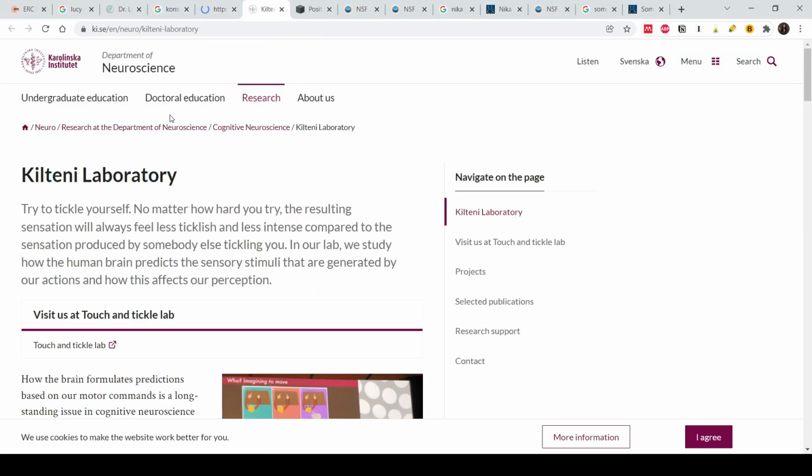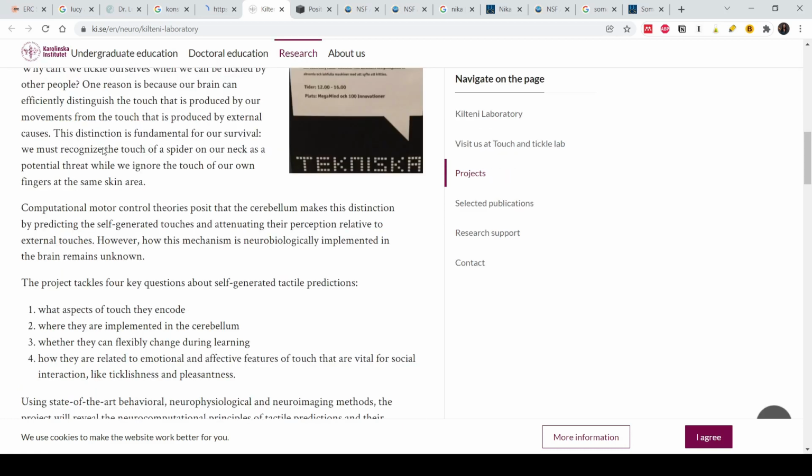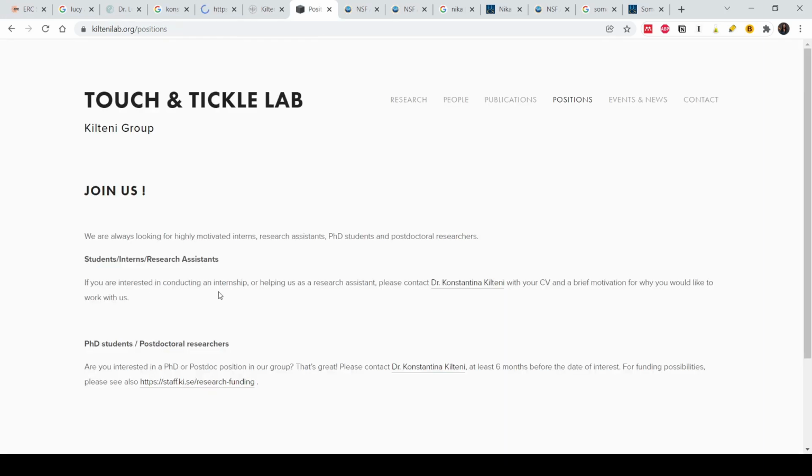So this is the website, this is the laboratory she's working in under the Karolinska Institute. This is the lab. Take time to read about her project and what she's doing. So now let's look at the lab. Touch and Tickle Lab. Join us if you're interested in conducting an internship or helping us as a research assistant, you can just contact us with your CV and what you need. So with this, you should be able to get her email address quickly to send her the details you need.